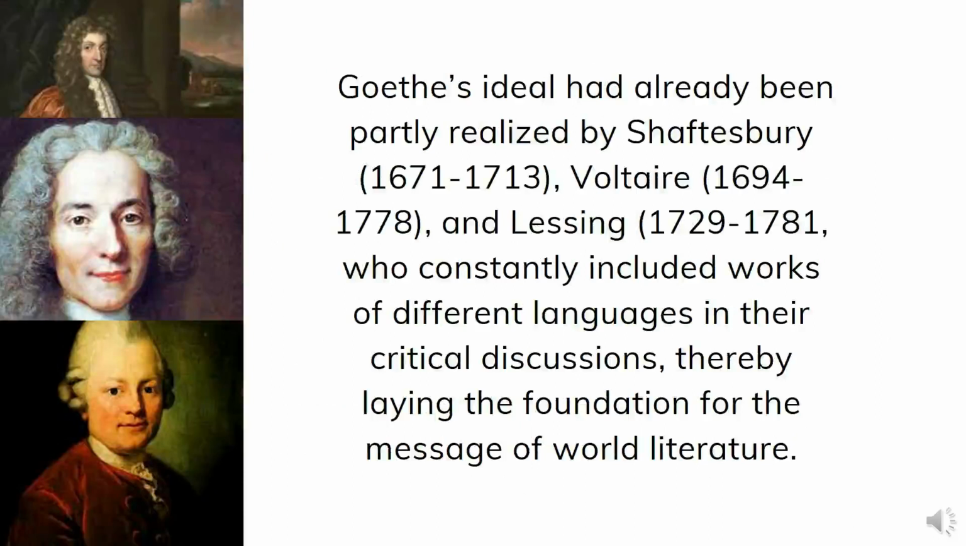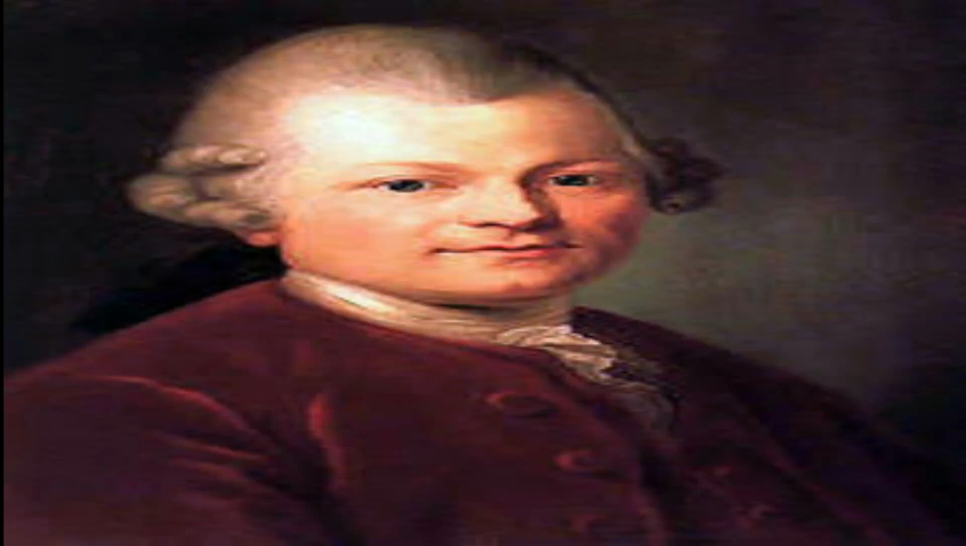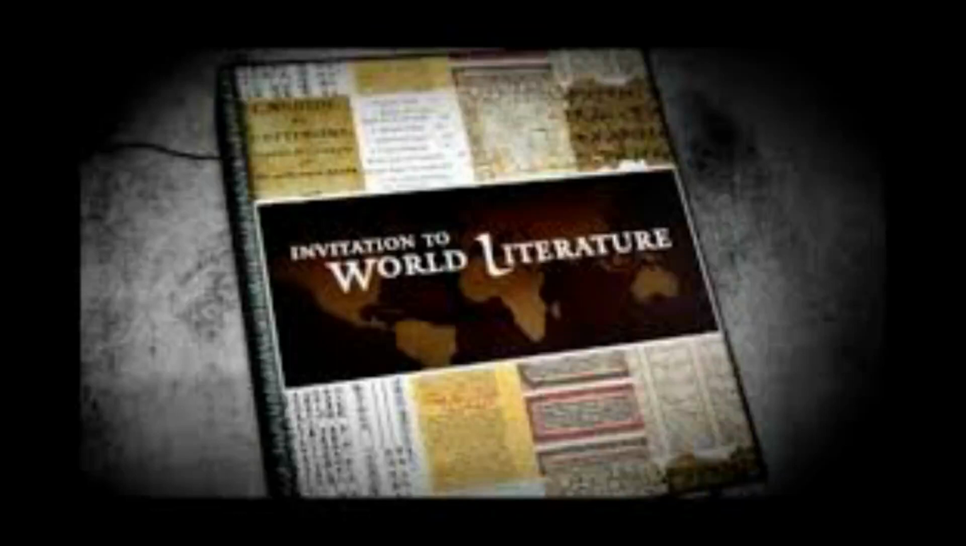Goethe's ideal had already been partly realized by Shakespeare, Voltaire and Lessing. These were people who came long before the establishment of the discipline, but who constantly included works of different languages in their critical discussions, thereby laying the foundation for the idea of world literature. When we read the critical works of these people, especially Lessing, they talk about different pieces of literature from different parts of the world. When they bring all these pieces of literature into one book or one writing, they actually compare them. They compare these works with each other to bring out the important aspects.